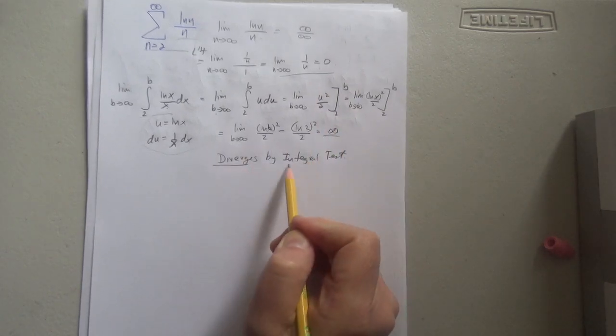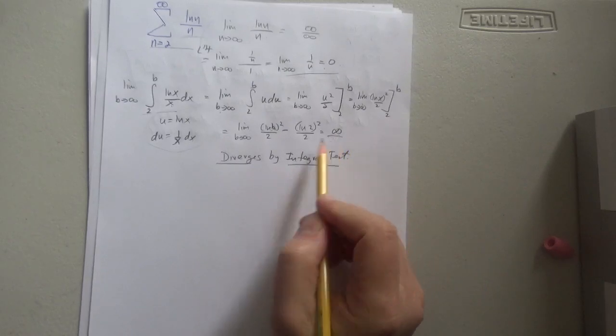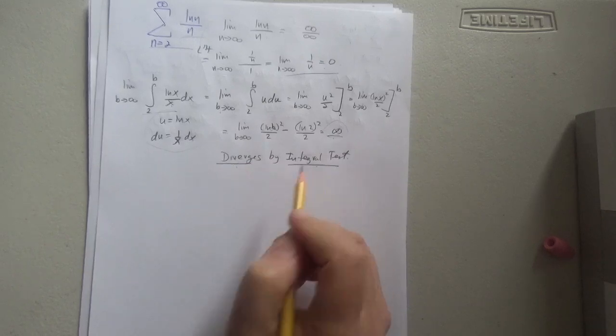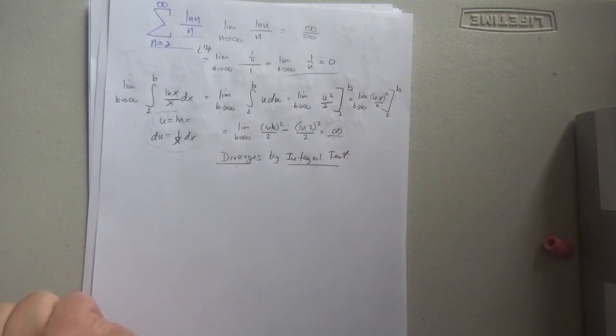I'm looking for you to say diverges by the integral test. Obviously, if it goes to infinity, you say diverges. If this number was some finite number, you would say converges by the integral test. I think that's just about everything.